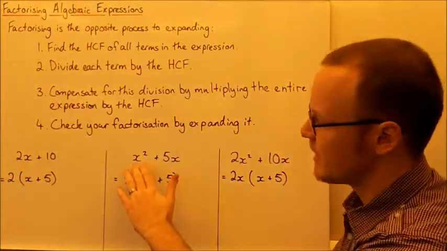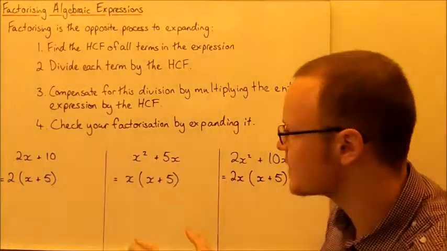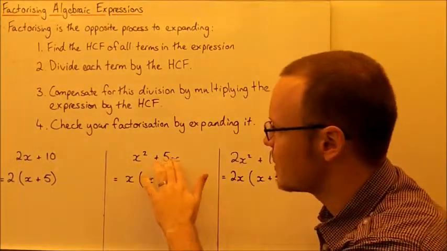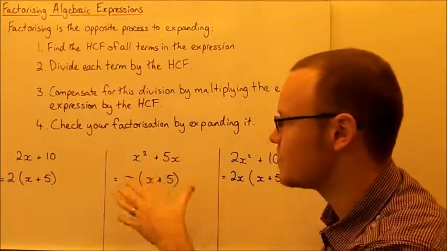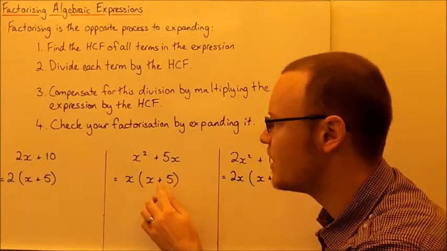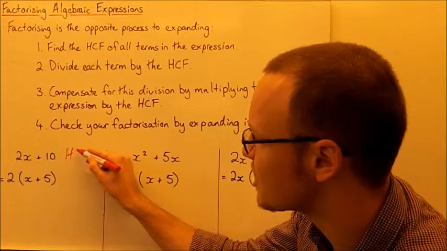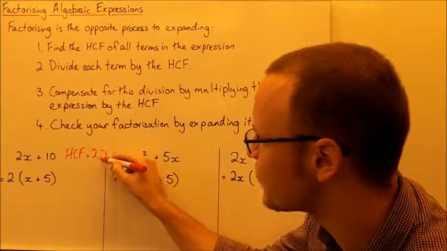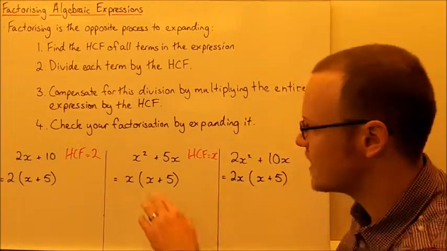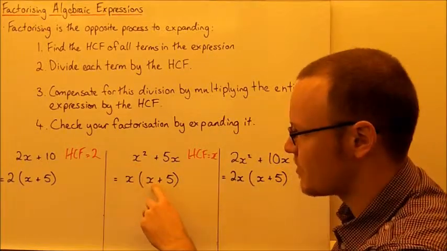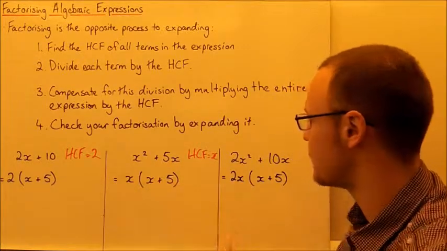Let's have a look here. x squared plus 5x, the highest common factor of both of these terms is just x. So x squared divided by x is x, 5x divided by x is 5, so we're left with x plus 5, and then we need to multiply the whole expression, x plus 5, by the highest common factor, which was x. So here, the HCF was 2, here the HCF is just x. We've gone x squared divided by x is x, and 5x divided by x is 5.